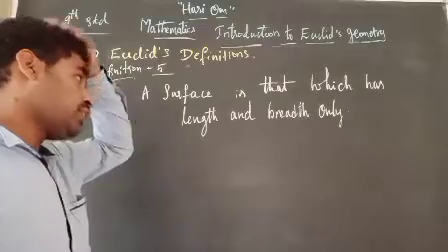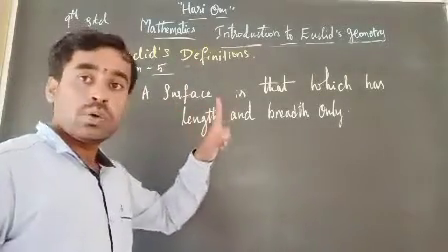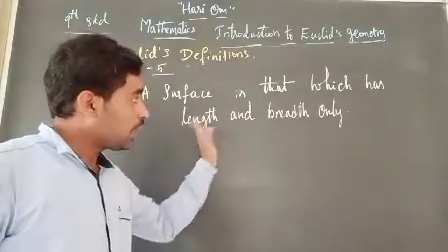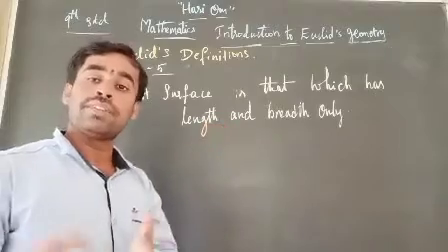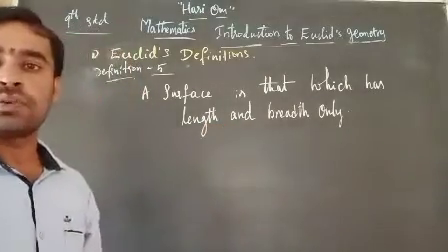The surface which has length and breadth only is two-dimensional. It has only length and breadth. It doesn't have height, and it doesn't have any thickness. Is it clear? Take down this one.